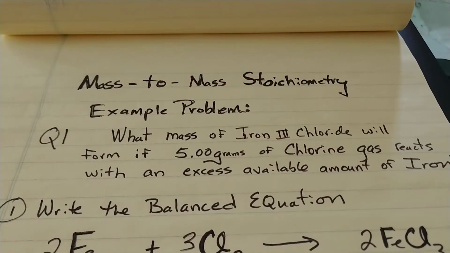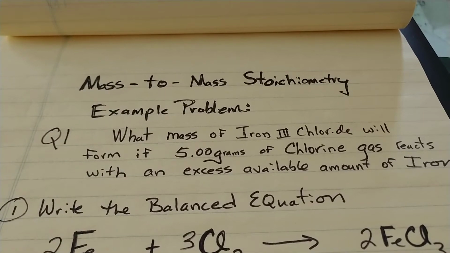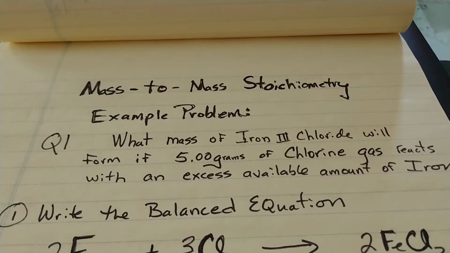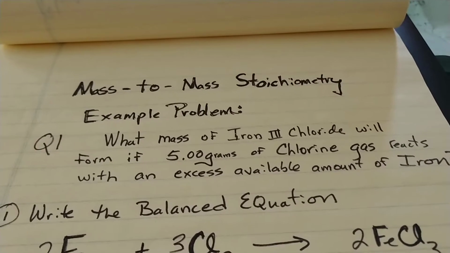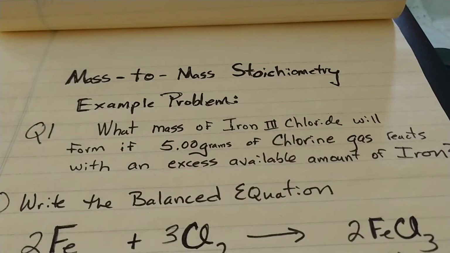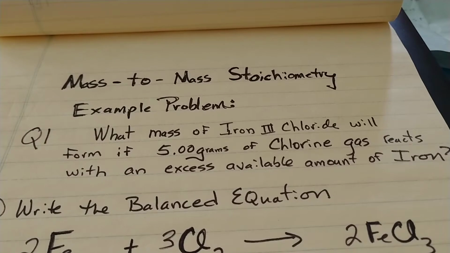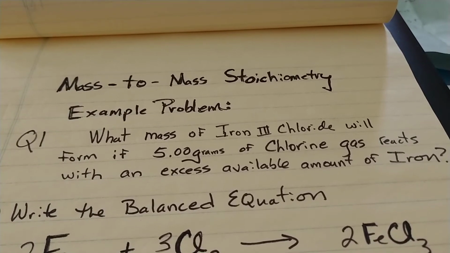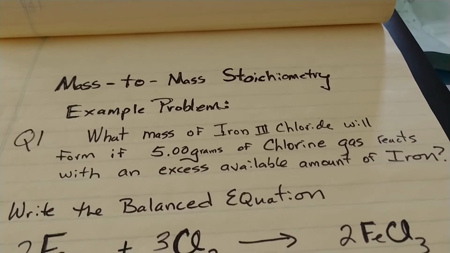So when we're doing mass-to-mass stoichiometry, we're really trying to take a known value and solve for an unknown value with an equation. Let's take this example. What mass of iron(III) chloride will form if I have 5 grams of chlorine gas? And I have plenty of iron available to do it.